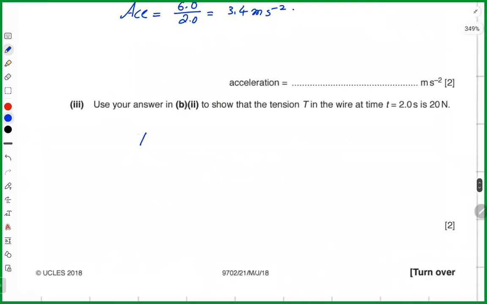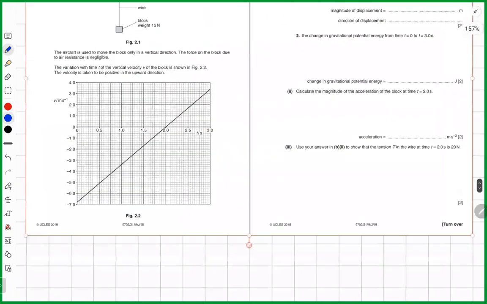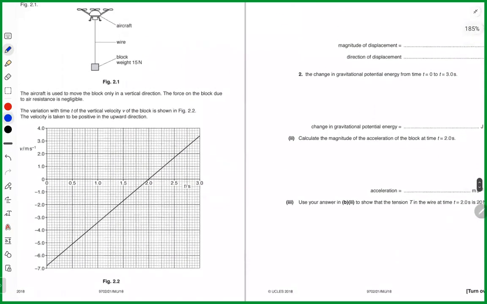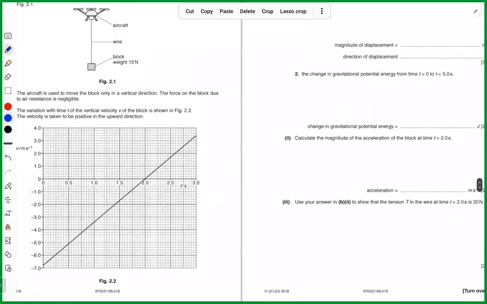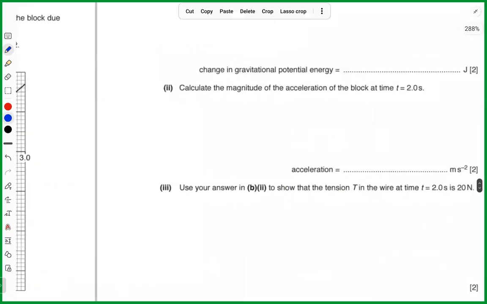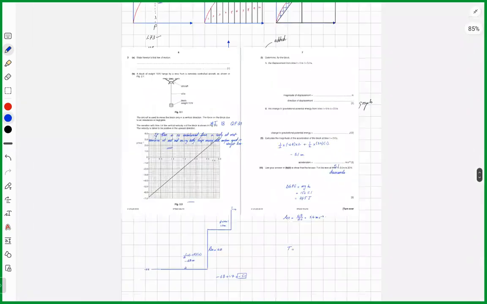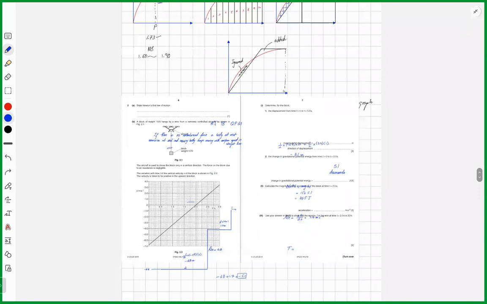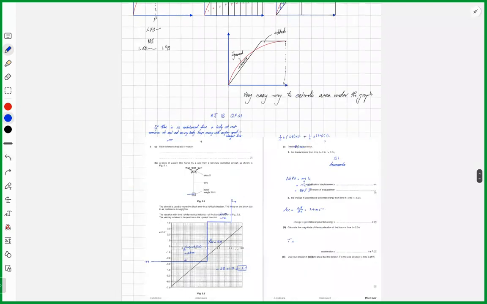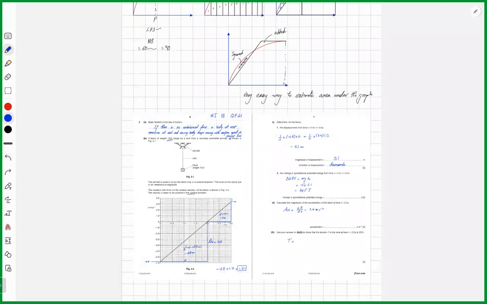Use your answer to find the tension in the wire, which is 20 newtons. So tension equals to... because tension is taking care of... sorry, what happened? Okay, now I think now it is okay.